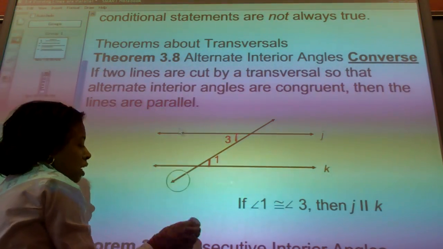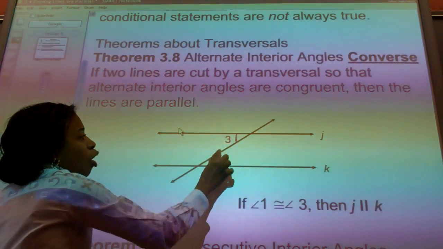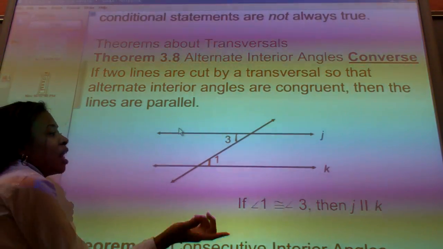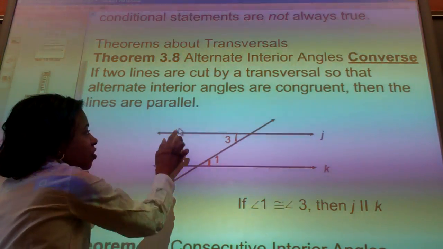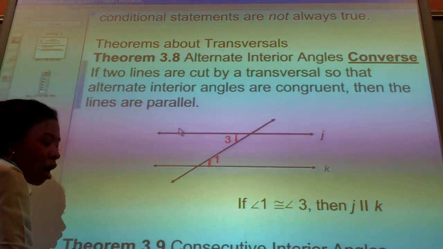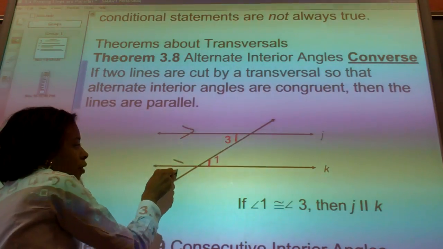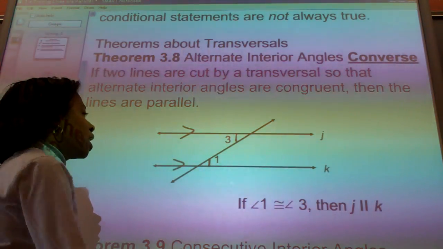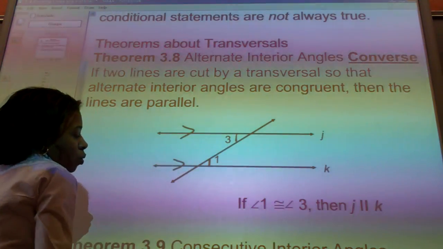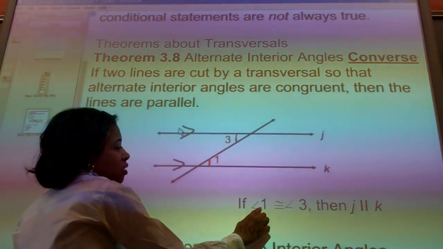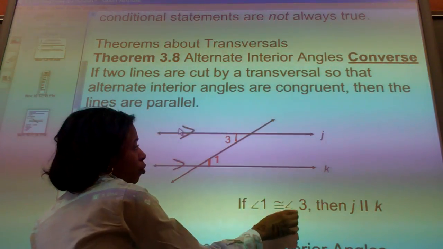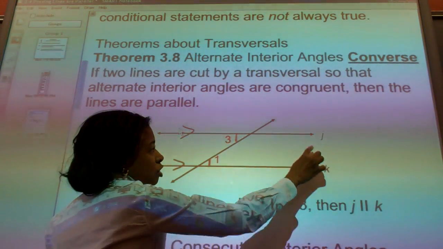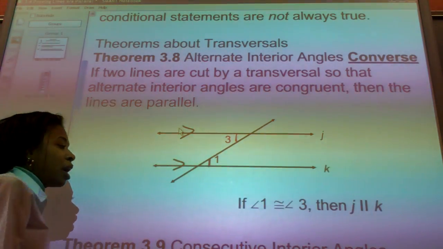Now what the focus is saying is that when I have alternate interior angles and they are congruent, then that automatically leads you to be able to say that these two lines, J and K, are parallel to one another. So because the alternate interior angles are congruent, that means that line J is parallel to line K. And here it is. If angle 1 is congruent to angle 3, which are alternate interior angles, then, my if-then statement, line J is parallel to K.